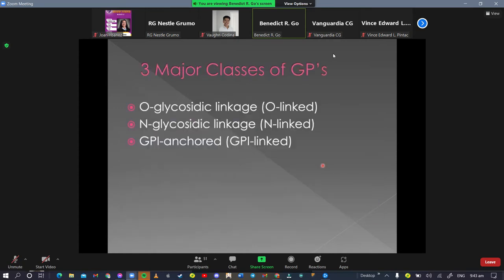There are 3 major classes of glycoproteins. I'm sure you all know this by heart. You have your O-glycosidic link or your O-link. You have N-glycosidic linkage or your N-link. And your very special GPI anchored or your GPI link.